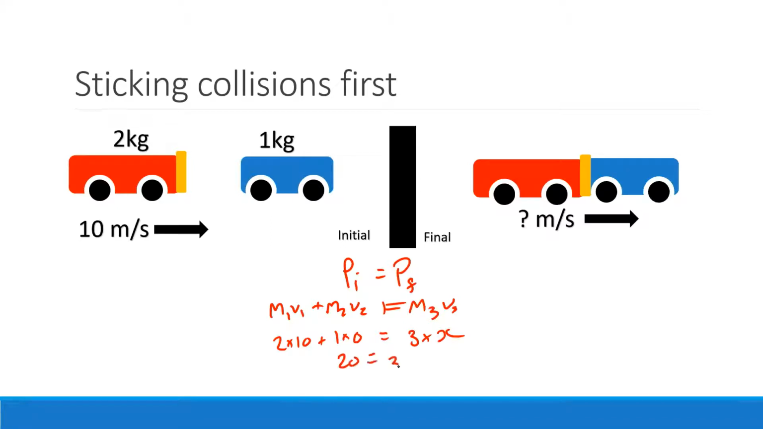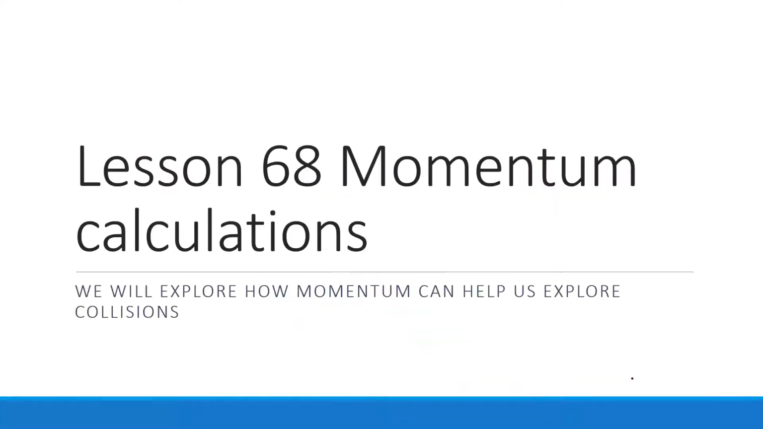20 equals 3x. 20 divided by 3 equals x. x is 6.67. Perfect. So that's how you could do this one. Today we're going to be doing a few more of these types of questions, but we're going to look at what happens if we have different situations.